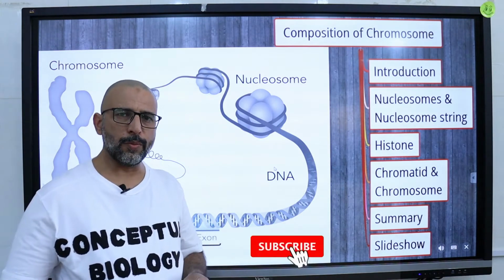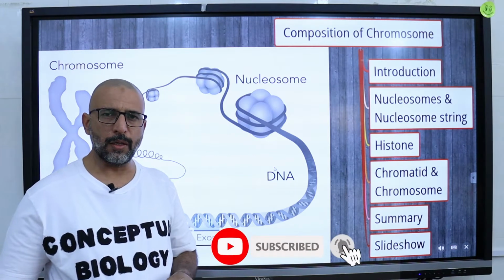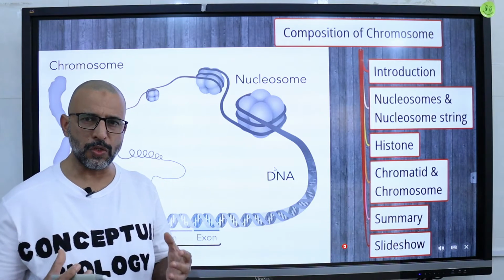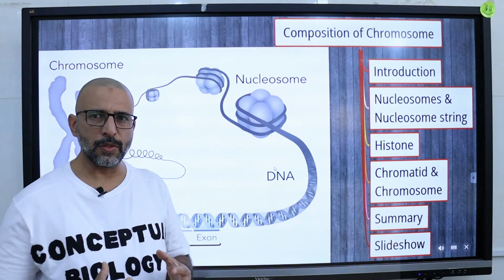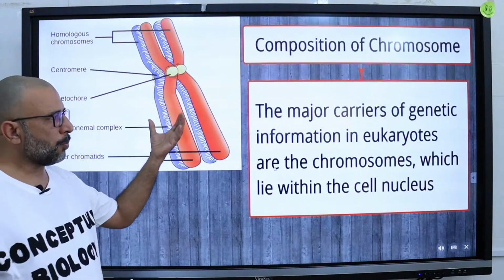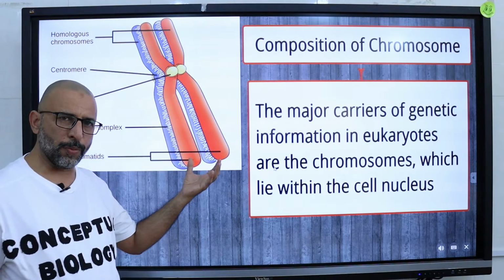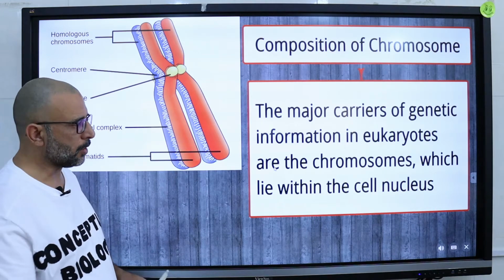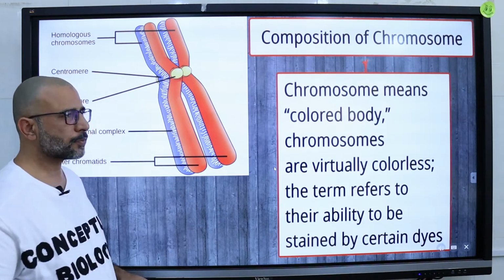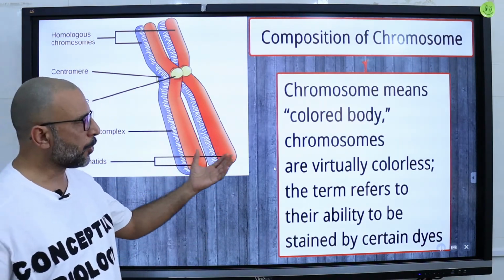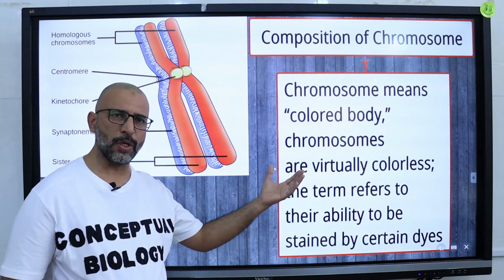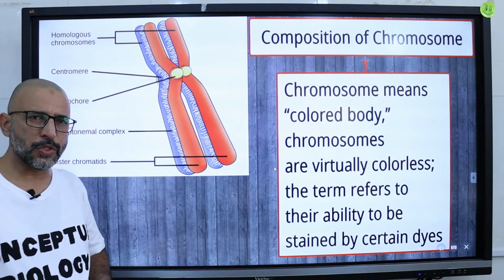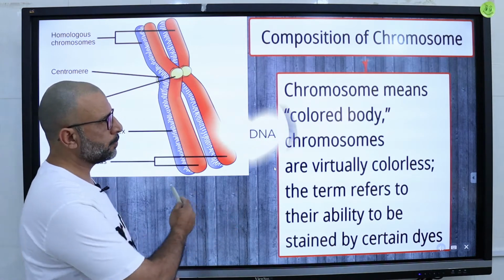Each chromosome is made up of DNA tightly coiled many times around proteins called histones that support its structure. Chromosomes are major carriers of genetic information in eukaryotes, and chromosomes are present inside the cell nucleus. Chromosome means colored body, and chromosomes are virtually colorless. The term refers to their ability to be stained by certain dyes.